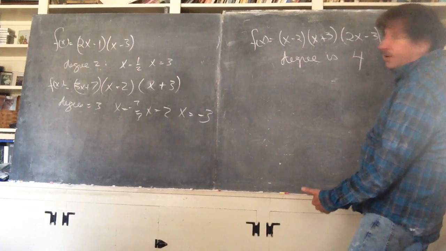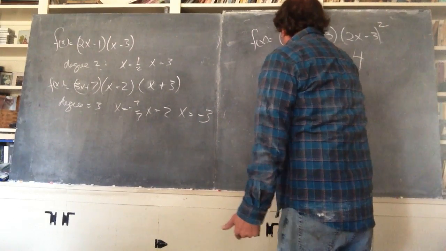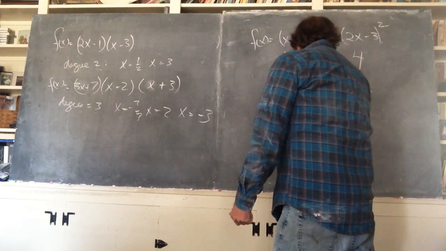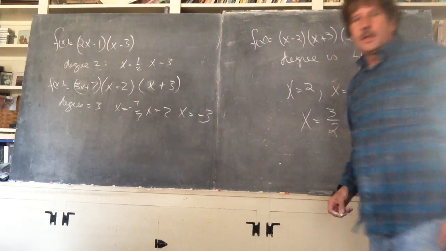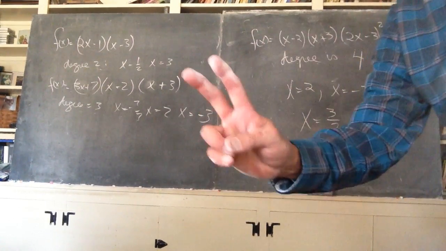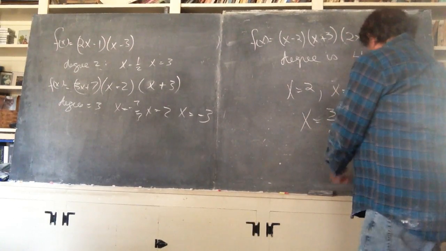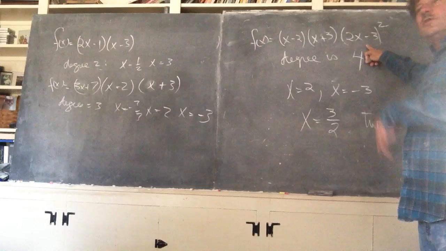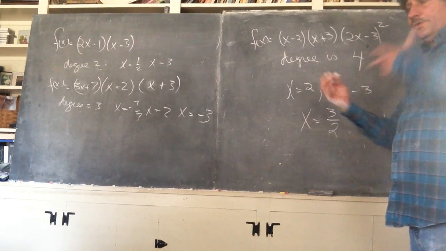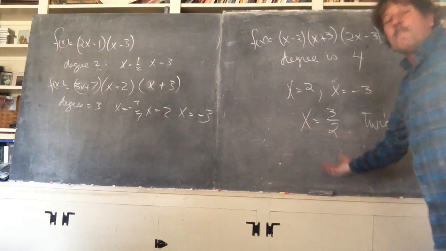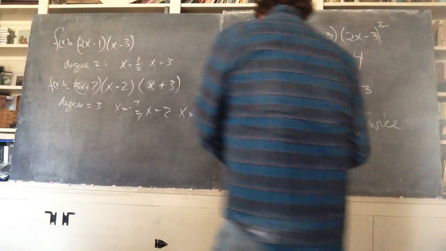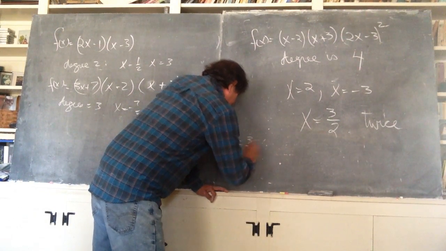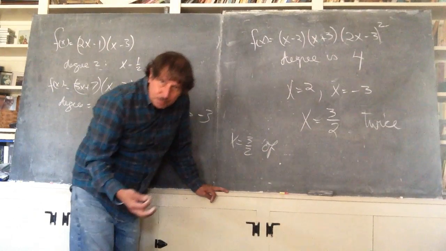However, this one is twice. So x is 2, x is negative 3, and then x is 3/2 twice, because there's 2 of them. And the graph depends on that. This is called a multiplicity of 2: x equals 3/2 of multiplicity 2.